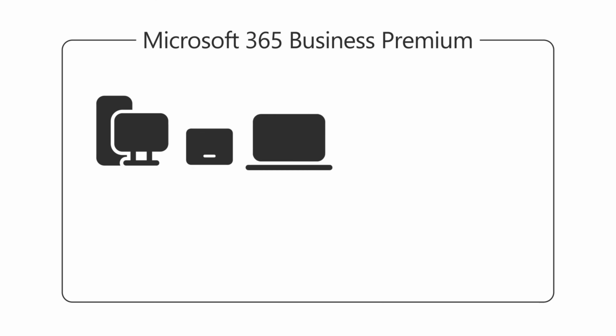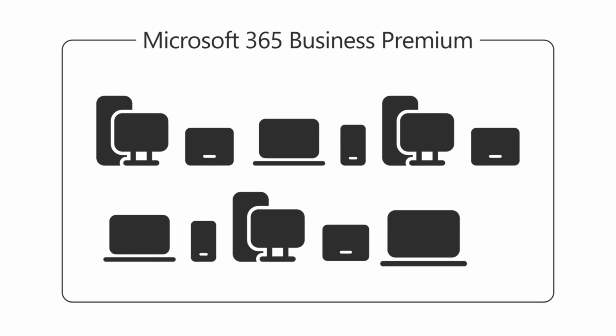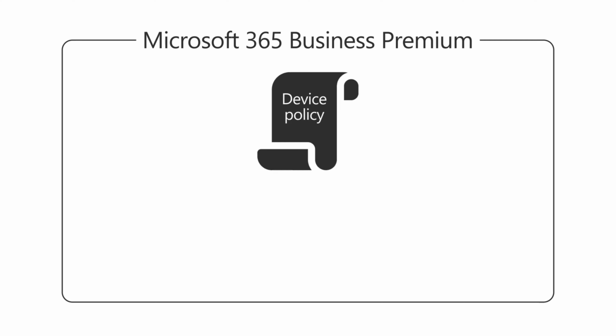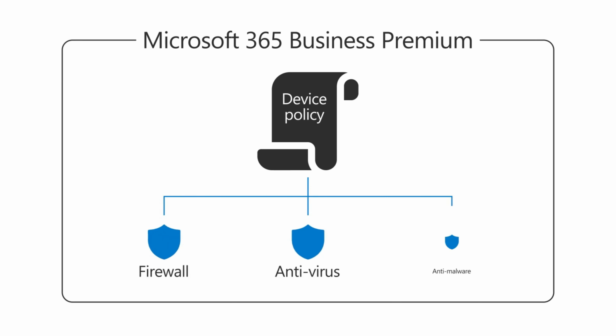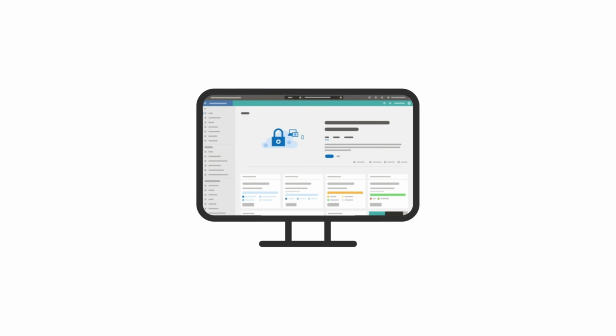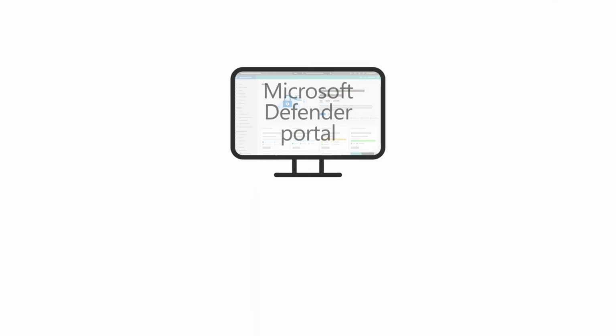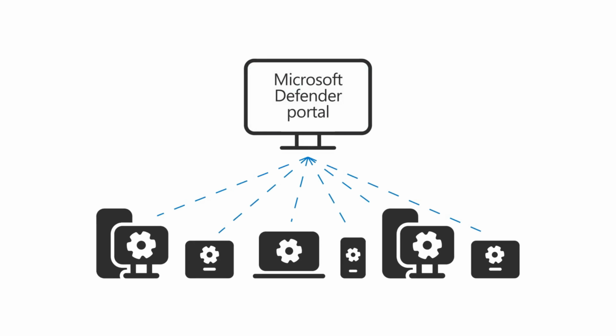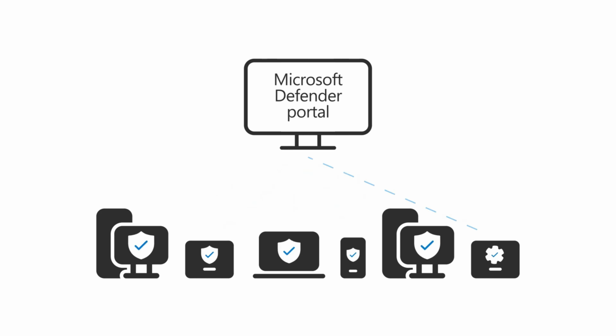Finally, your subscription includes advanced protection for your computers, tablets, and phones, with policies that provide firewall, antivirus, and anti-malware protection. You can do this in the Microsoft Defender portal. Just onboard each device that you want protected, and those devices will receive next-generation protection and firewall policies within minutes.